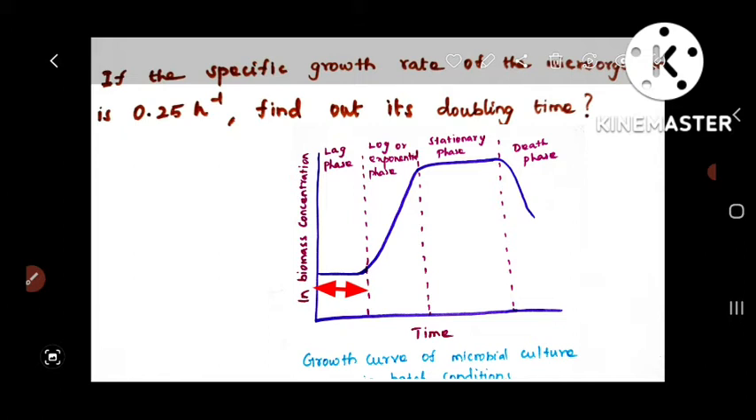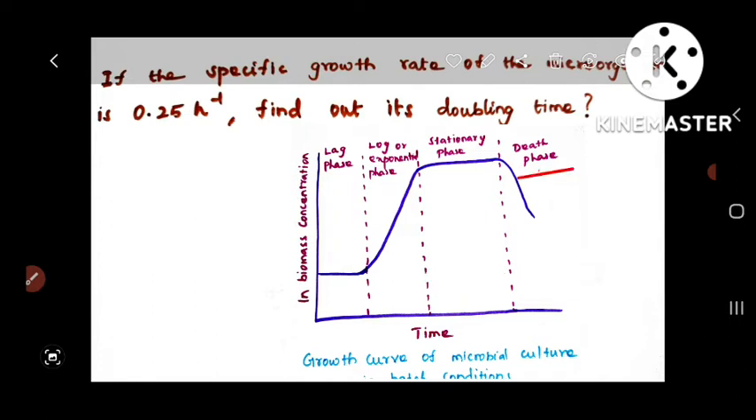And in lag phase, the cells are metabolically active and there will be an increase in cell size. After the lag phase, microbial cells enter the exponential phase. And in this phase only, the cells are dividing by binary fission and doubling in number after each generation time. And in stationary phase, the number of dividing cells equals the number of dying cells. Here also cell division takes place, but the number of dividing cells equals the number of dying cells. So there is no overall population growth in this phase. So there is no net growth.